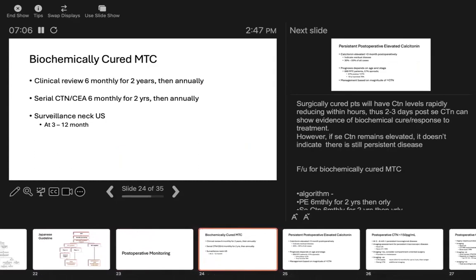So post-operative monitoring: if you get the best result, which is biochemically cured MTC, then the review is more straightforward. Physical examination 6 monthly for 2 years and then annually, serial calcitonin and CEA 6 monthly for 2 years and then annually, and surveillance neck ultrasound depending on the stage or the number of positive lymph nodes.